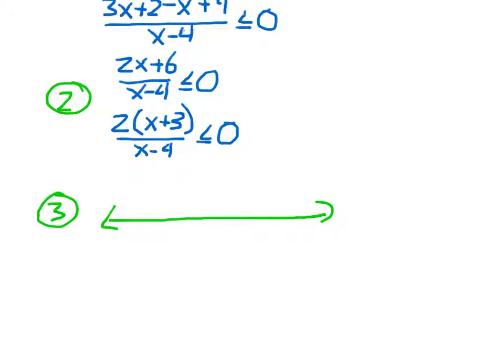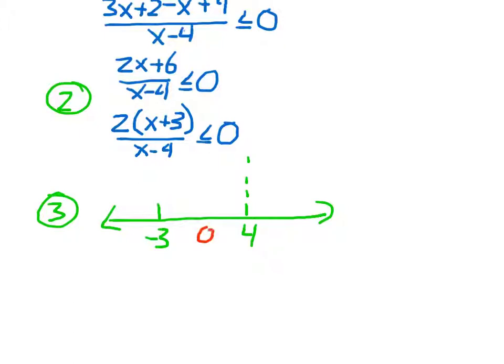And I need my critical values. The numerator is going to give me a critical value of negative 3, because if I plug negative 3 in for x, I'll get 0 on top. So negative 3, and because that's the numerator, the function is defined at that value, so I draw a solid line. The denominator, the critical value, is 4. And I use a dashed line here because if I plug 4 in for x in the denominator, I'll get 0. Remember, I can't divide by 0, so the function is actually undefined at x equals 4.